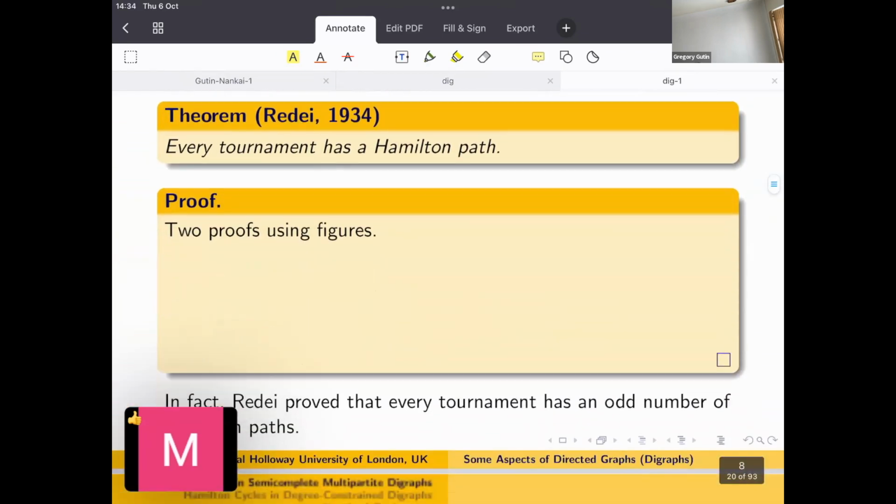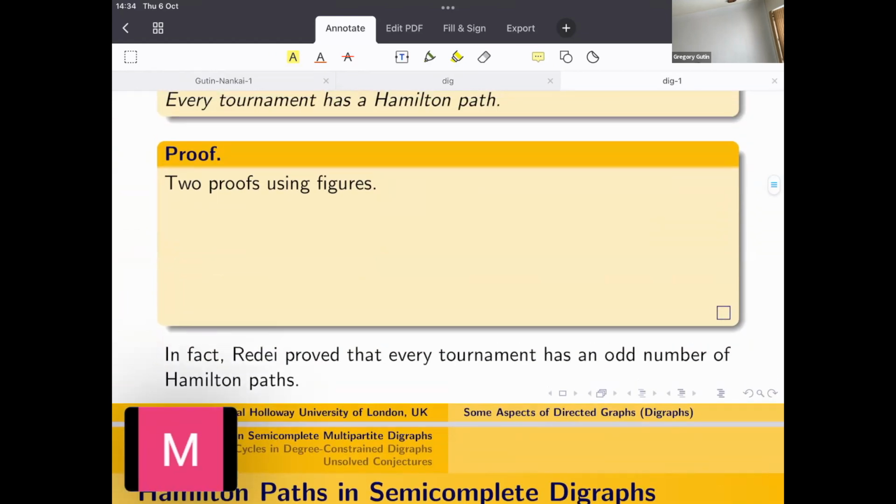All right, so now in fact Rédei proved that every tournament has an odd number of Hamilton paths. So it could be 1, 3, 5, whatever. Now that proof is more sophisticated. I'm not going to go through it. But actually, in fact, he proved a stronger result. But usually people are happy with this simpler formulation, like every tournament has a Hamilton path. That's normally what they use, not odd number.